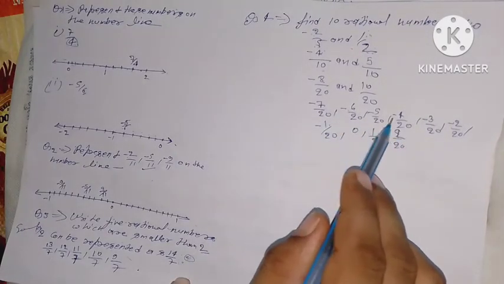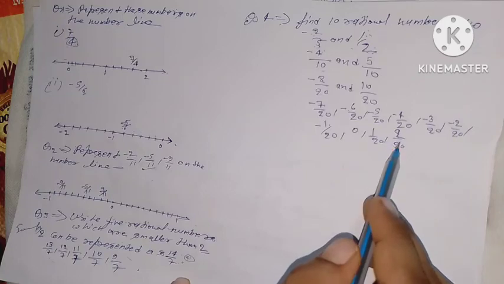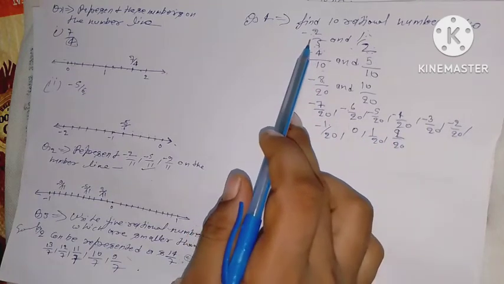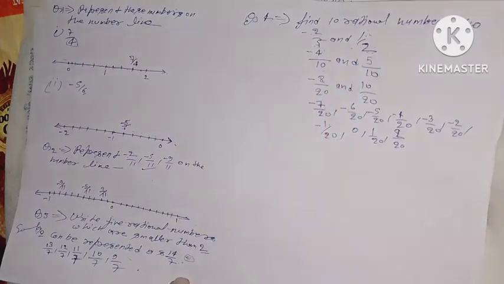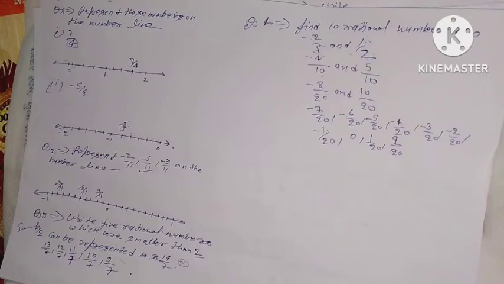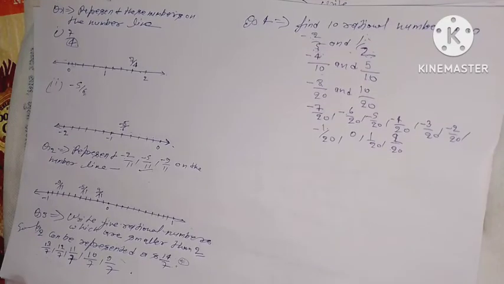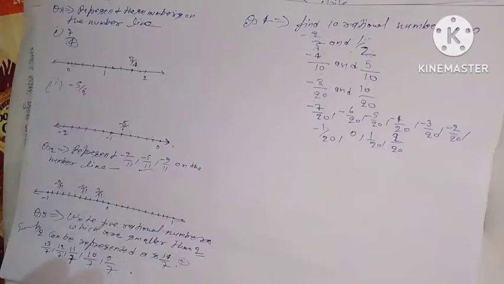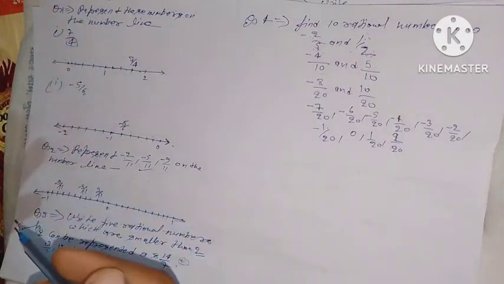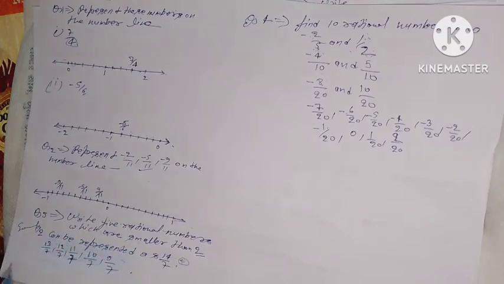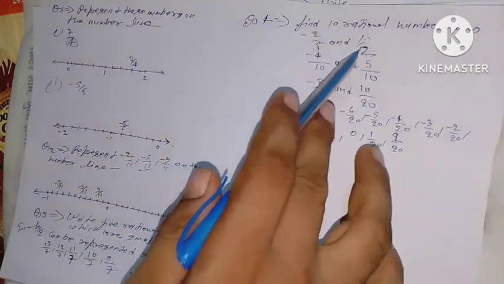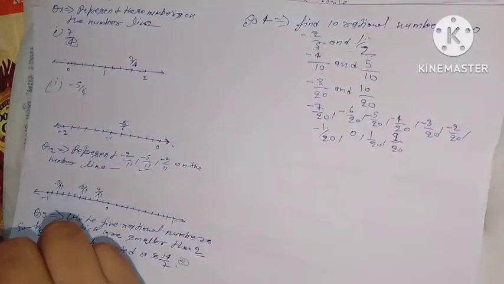There are 2, 4, 6, 8, 10 rational numbers. There are 10 rational numbers between minus 2 by 5 and 1 by 2. There are many rational numbers present between these numbers, but we found 10 rational numbers between minus 2 by 5 and 1 by 2, okay?